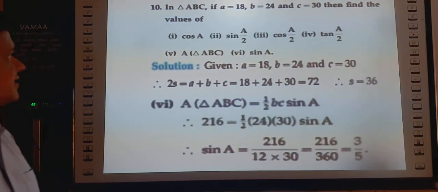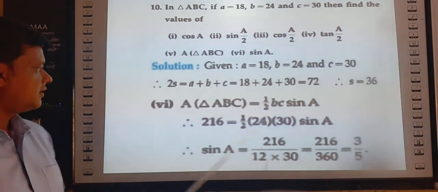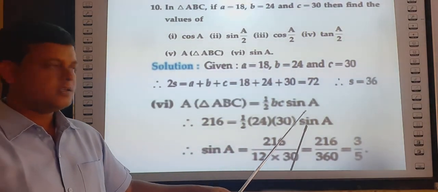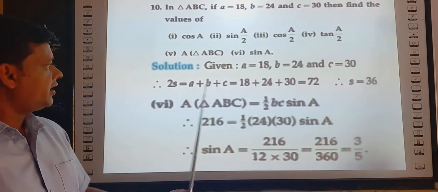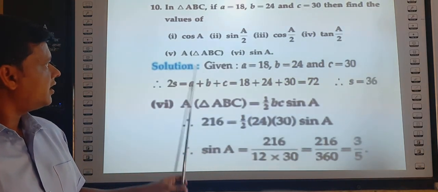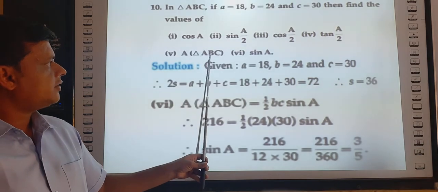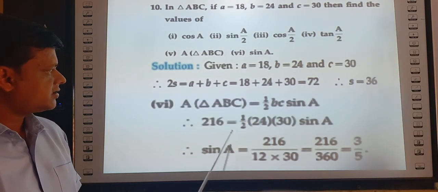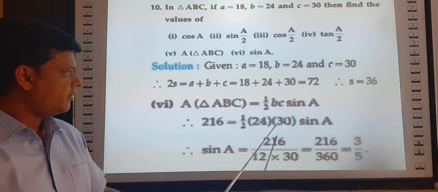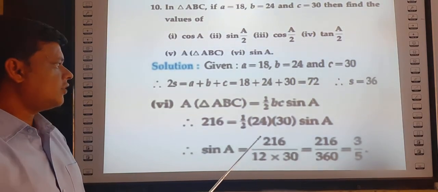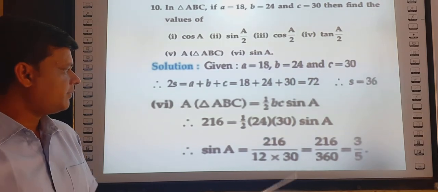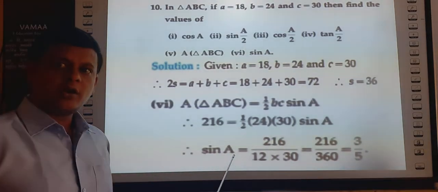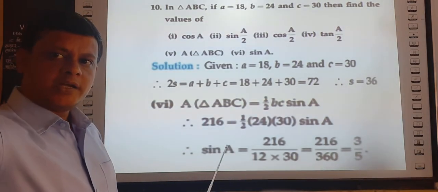Now see the last example, sin A. The area of triangle ABC equals half bc sin A. We calculated the area of triangle ABC in sub question 5. So we write the area of triangle ABC as 216, b is given, that is 24, c is given, 30. So after multiplying this and simplifying we get the value of sin A, or you can find the value of sin A by using the identity.